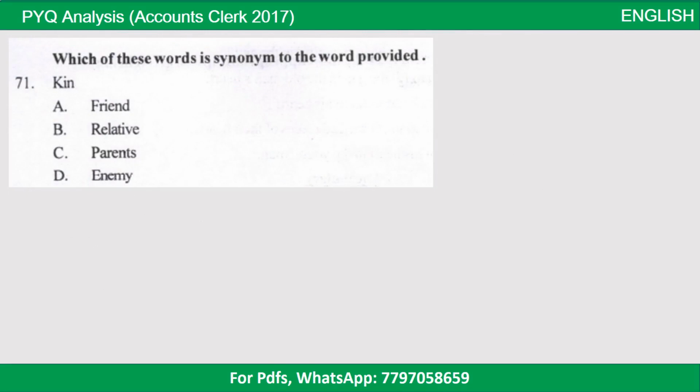Okay, now let's have a look at this question. Which of these words is synonym to the word provided? The word is kin, and the options are friend, option A, relative, option B, parents, option C, and enemy, option D. So kin means our close people, relative. So option B, relative, would be the correct answer to this one.